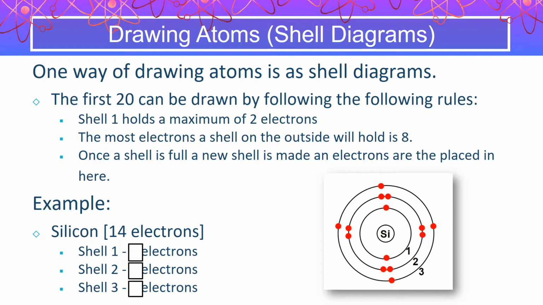So silicon has 14 electrons. The first 2 are going to go in shell 1. Then we're going to put 8 into shell 2 because that's the most shell 2 can hold at all. And then we'll have 4 electrons left over. So we'll put those last 4 into the third shell. And that's what we've got in the diagram on the right.